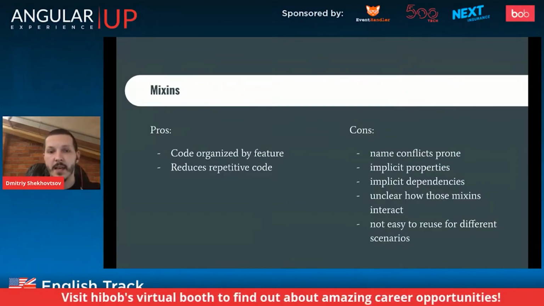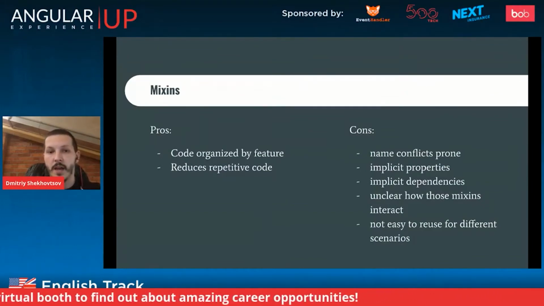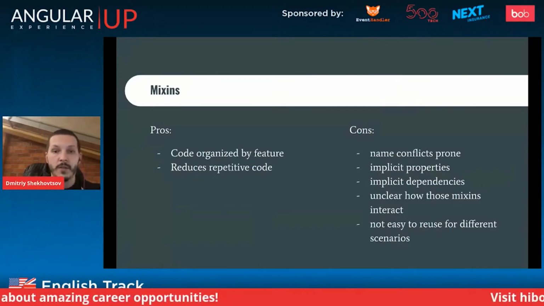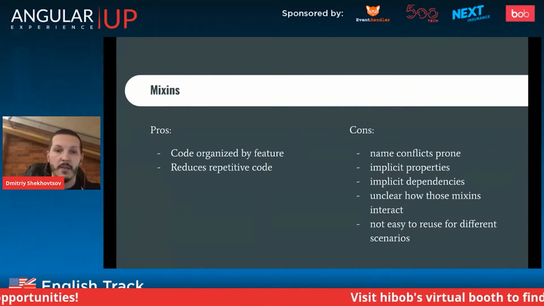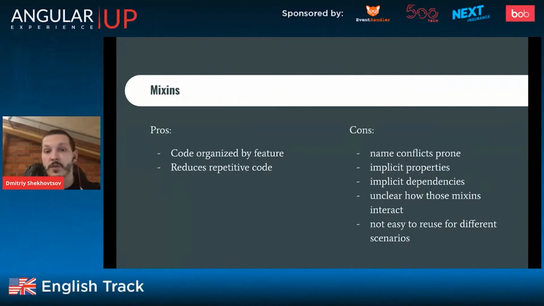Of course, mixins have some really good pros and some drawbacks. Code is organized by feature, and that's really good. It reduces repetitive code for sure, but has really bad drawbacks. React and Vue were popularizing mixins for quite a while, but somewhere around 4 years ago, they started to acknowledge them as harmful, and even added to the official documentation that mixins are something you should not use because of name conflicts, implicit properties, dependencies, and so on.